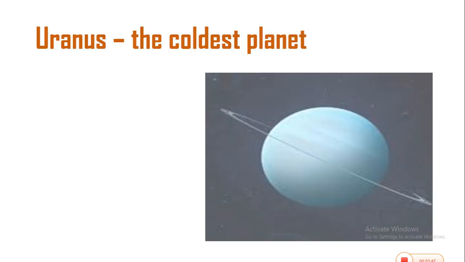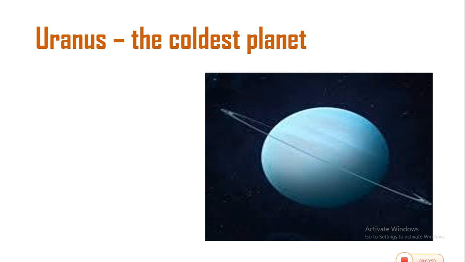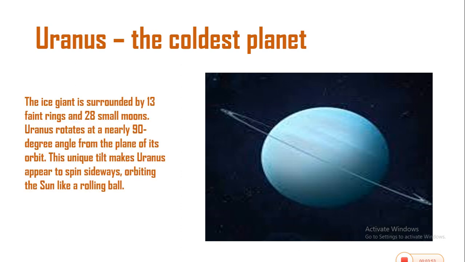The next planet is Uranus. Uranus is the coldest planet. This ice giant planet is surrounded by 13 faint ring lines and 28 small moons. Uranus rotates at a nearly 90-degree angle from the plane of its orbit. You can see it from the image on the screen. This unique tilt makes Uranus appear to spin sideways, orbiting the Sun like a rolling ball. The coldness of this planet does not have anything to do with its distance from the Sun.